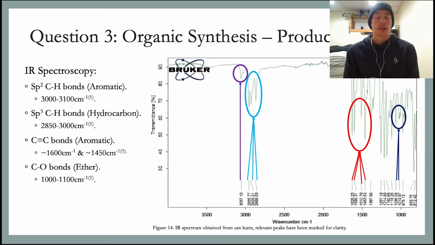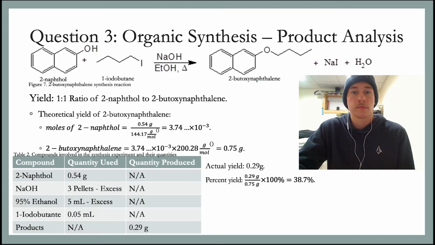So it can be concluded that it is 2-butoxynaphthalene in this IR spectrum due to the fact that we have sp3 carbon-hydrogen bonds as well as carbon-carbon double bonds, more specifically the aromatic ring carbon-carbon double bonds. In the reactants you would have had the aromatic ring showing up for the 2-naphthol and the hydrocarbon bonds showing up for the iodobutane, but you wouldn't have had both showing up in either of those. So the fact that there's both in this IR spectrum indicates that this is 2-butoxynaphthalene.